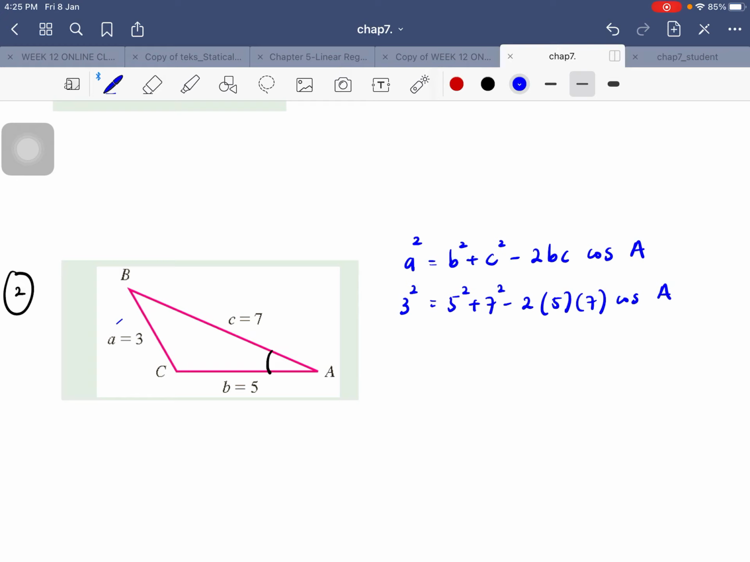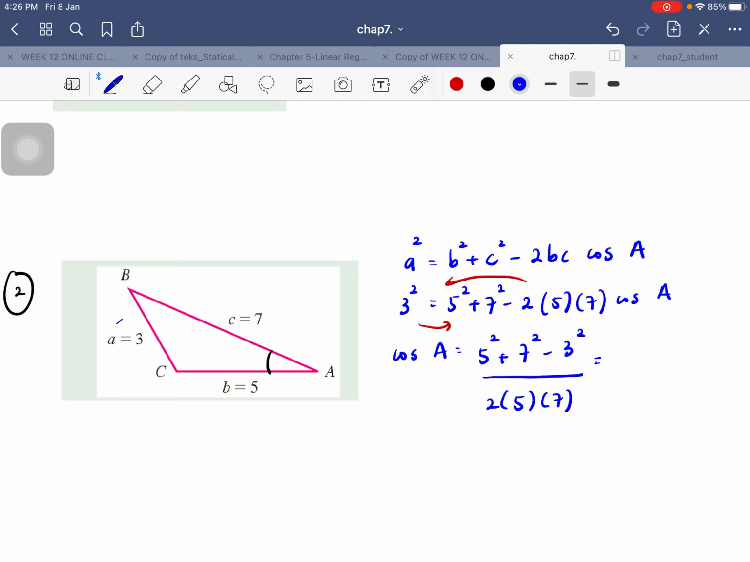Okay, now I'm going to start rearranging them. If I wanted to find cos of A, I'm going to have to move this to the other side and this to the other side. So I'm going to have cos of A equal 5 squared plus 7 squared minus 3 squared, divided by 2 multiplied by 5 multiplied by 7. So that's going to be cos of A.